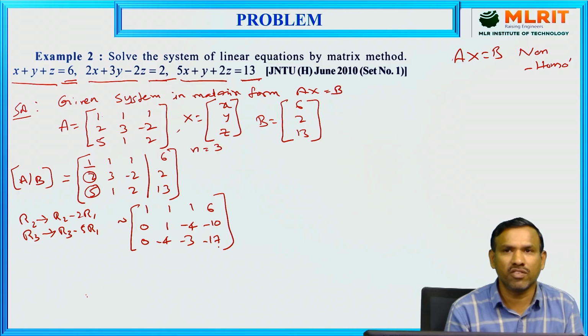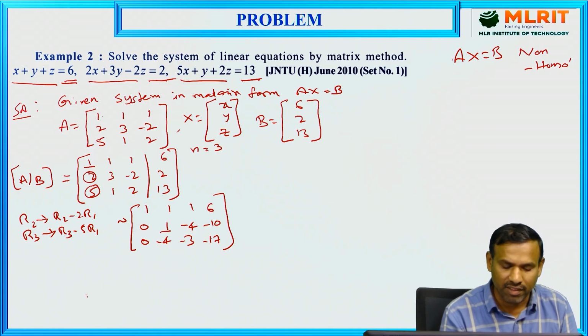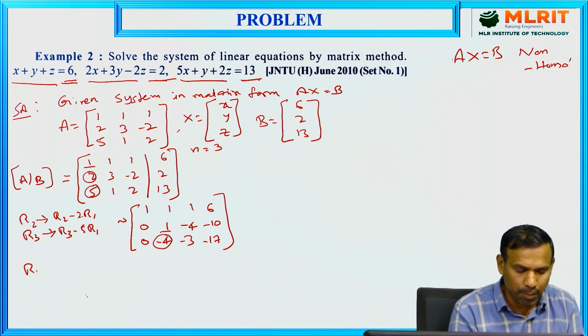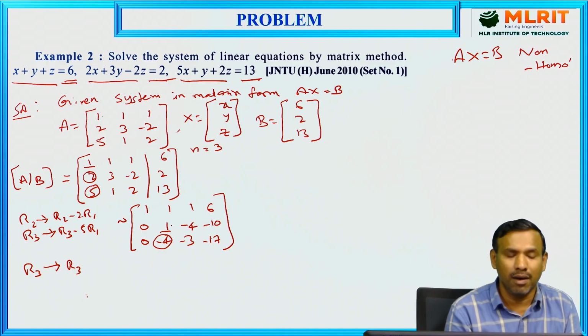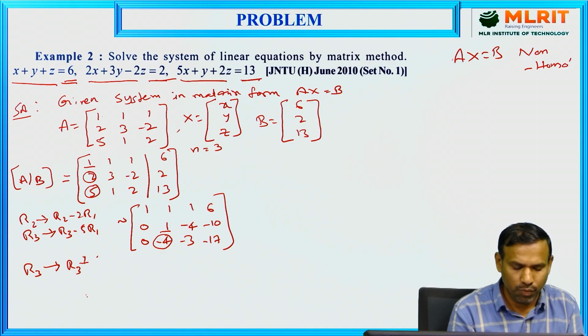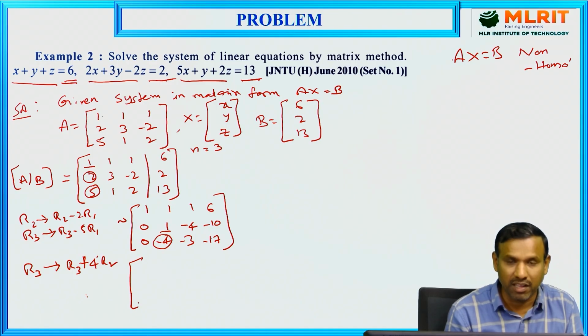Okay. So still it is not in echelon form. So we have to make, using the second row, the element below the second diagonal element 0. That is, R3 is minus 4, so let us make R3 plus 4R2. So the matrix becomes, right?